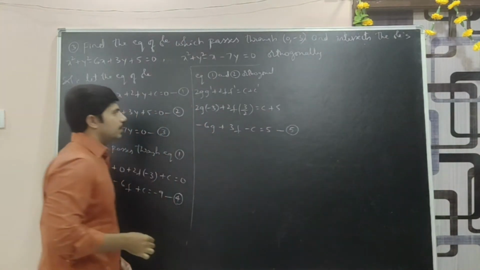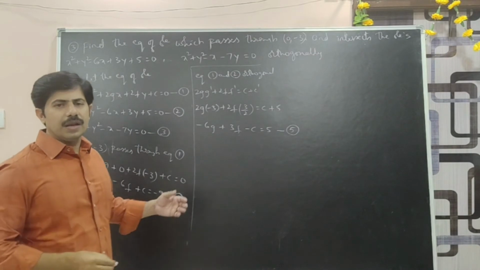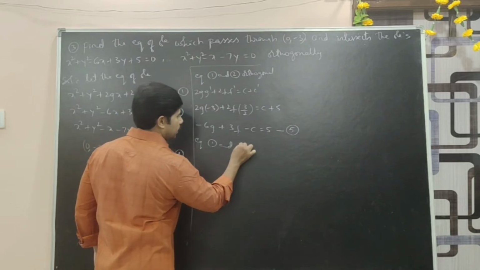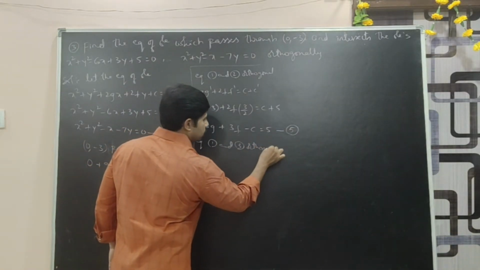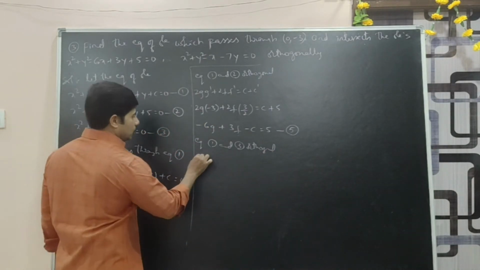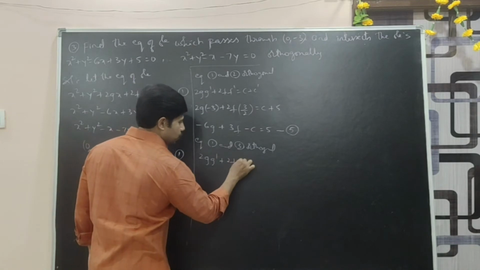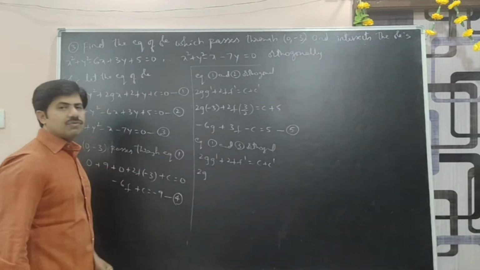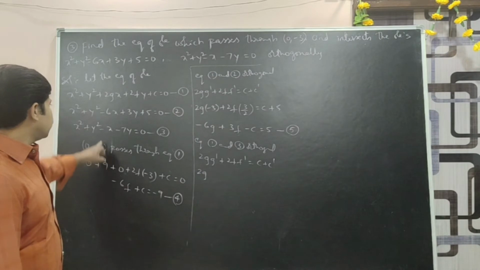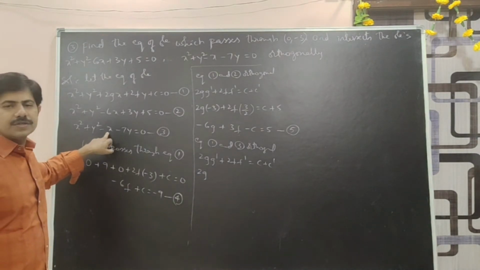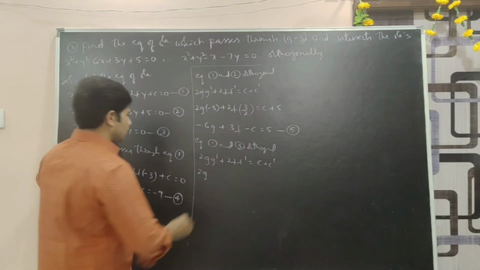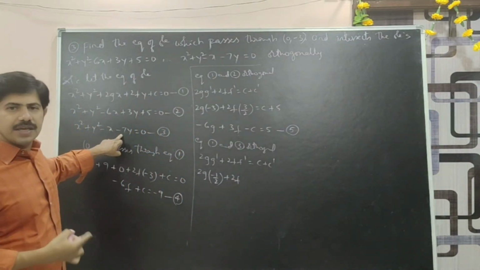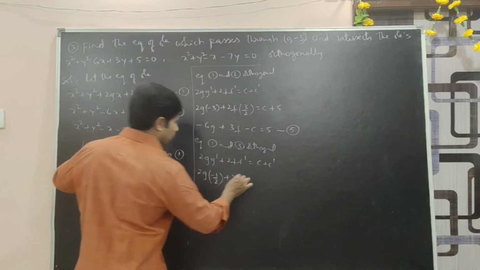Equation number 5, right? Now, we have done 1 and 2 orthogonal. Now we will do 1 and 3 orthogonal. So write equations 1 and 3 orthogonal. Now 2gg dash plus 2ff dash is equal to c plus c dash. So 2g, g dash is from equation 3. From equation 3, g dash is half of the coefficient of x, that is minus 1 by 2. So we write minus 1 by 2, plus 2f into f dash, which is again half of 7 by 2, that is 7 by 4.